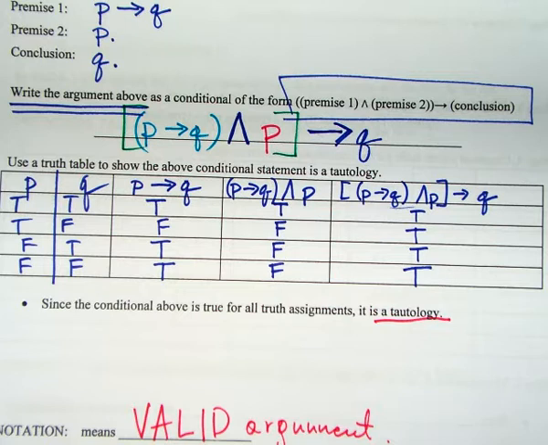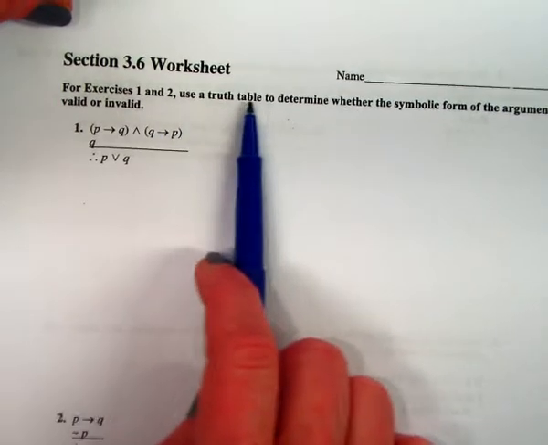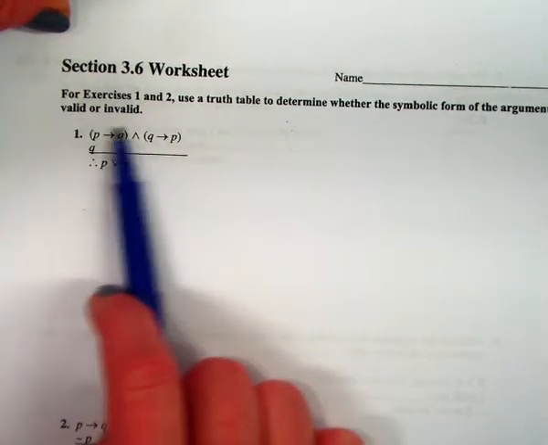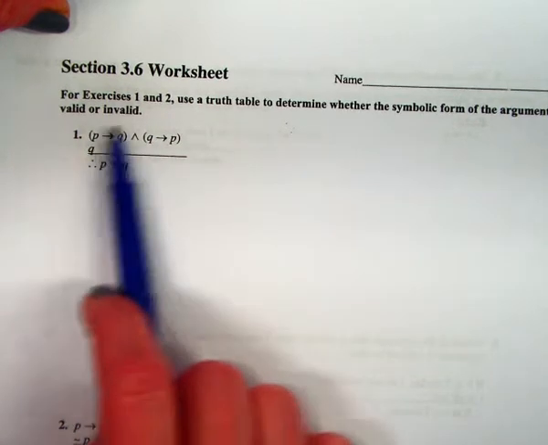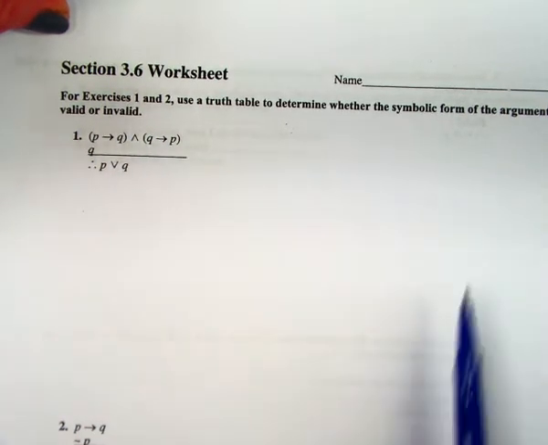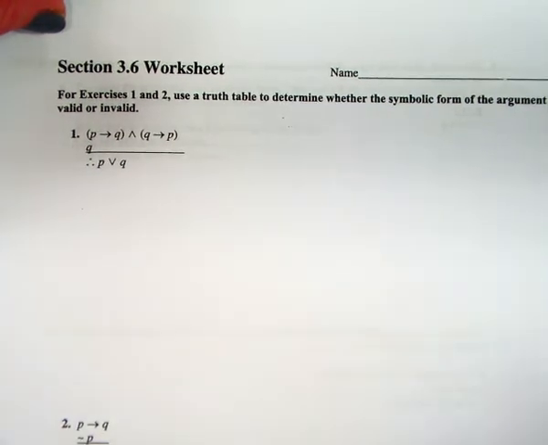So when you see section 3.7 in the practice packet, which we'll get to at some point, actually, it's also in 3.6. This is really 3.7. Use the truth table to determine whether the symbolic form of this argument is valid or invalid. What you're doing is creating a truth table for all of this and then seeing if all of them come out to be true.